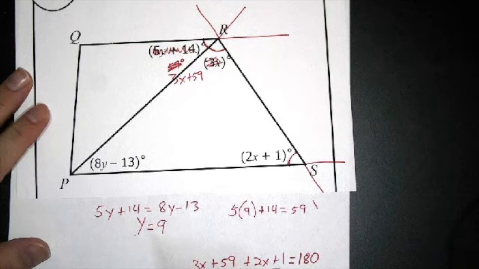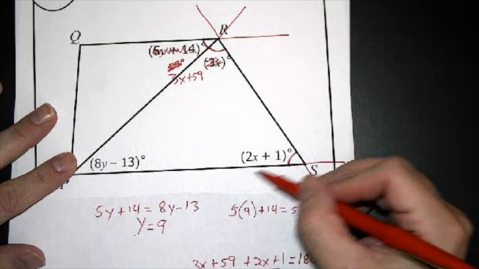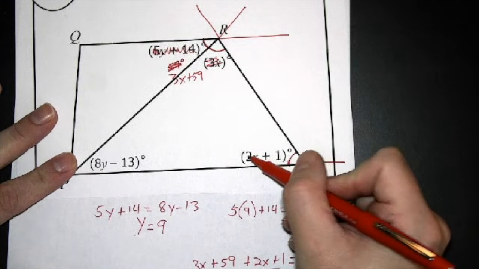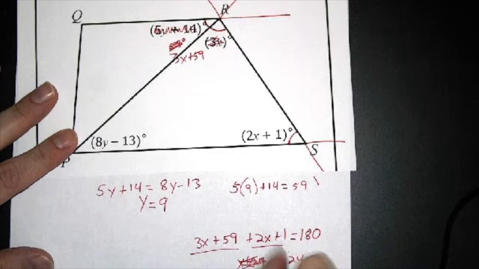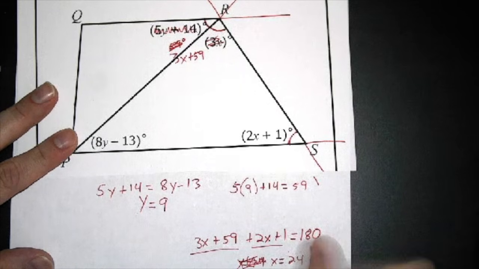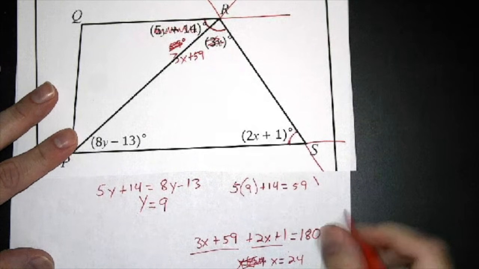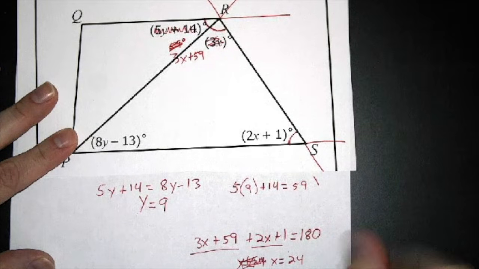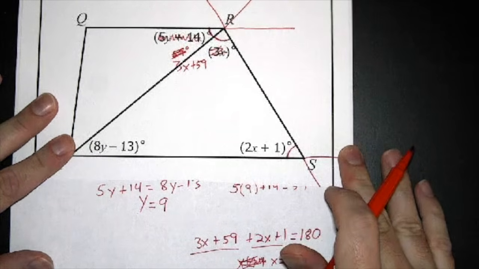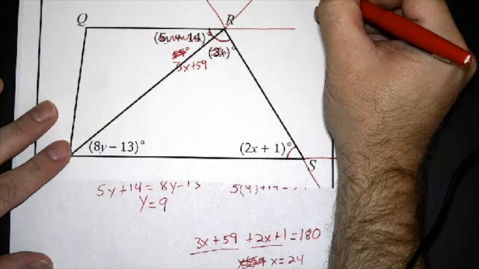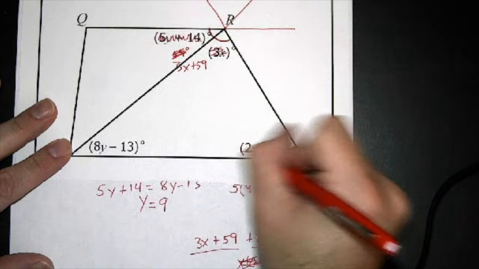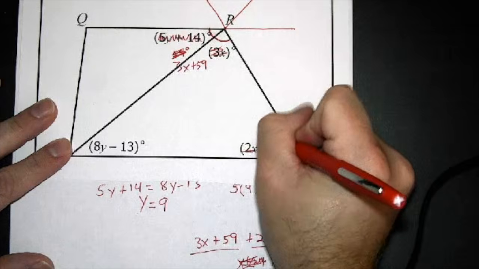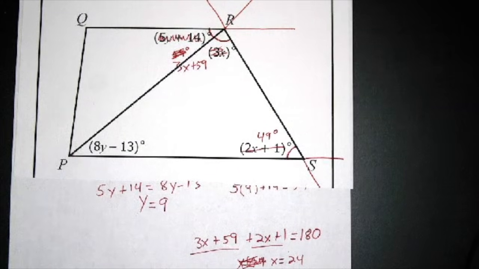So now I'm almost there. I've solved for y, I've solved for x. Ultimately, I need to know the measure of this angle. So I know this angle is 2x plus 1, but I found x to be 24, so let's just plug it in. So 2 times 24 plus 1 is going to give you 49 degrees. So going back to the directions for the problem, it said to solve for angle RSP, which is this one. So I'm going to mark this out, and I now know that that's 49 degrees. So that was a little complicated, but not too bad.